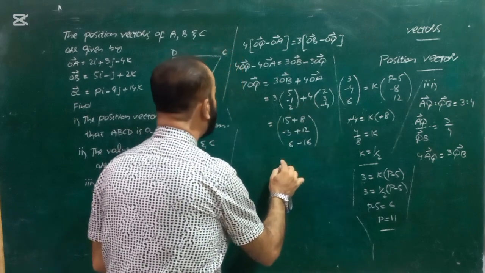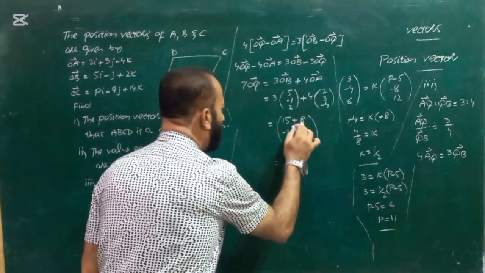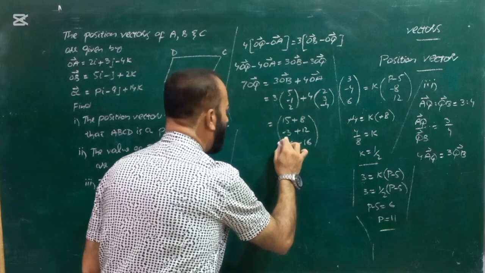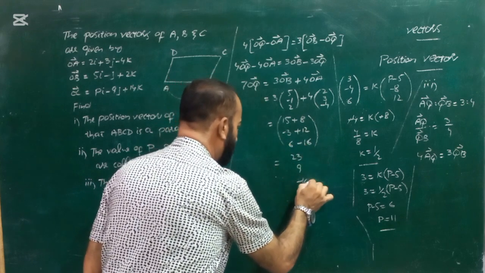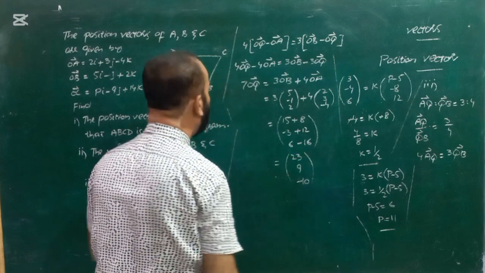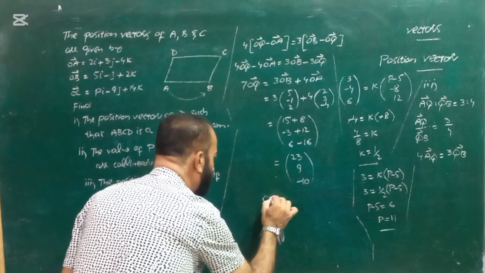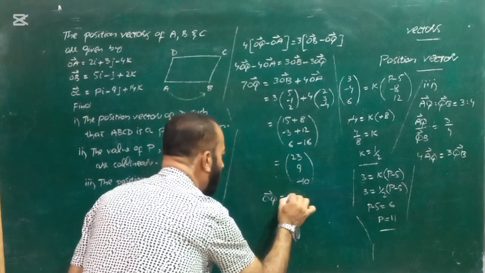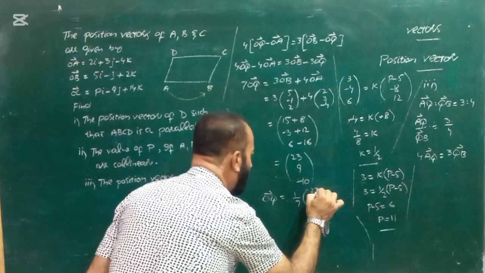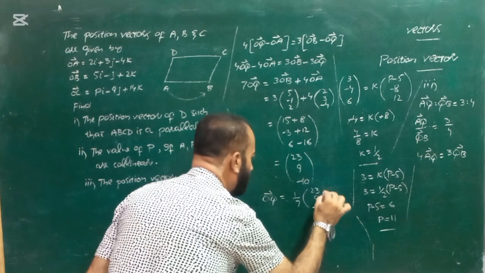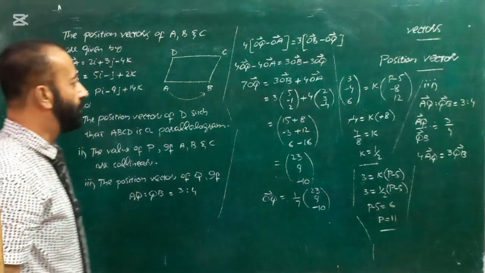So the second last step is 23, plus 9 and minus 10. In the last step 7 will go to the right side, so OQ will be equal to 1 by 7 times of 23, 9, minus 10. So this is the position vector of Q.